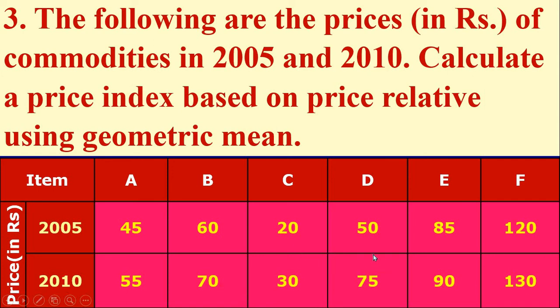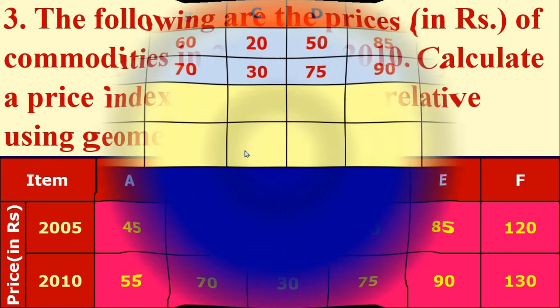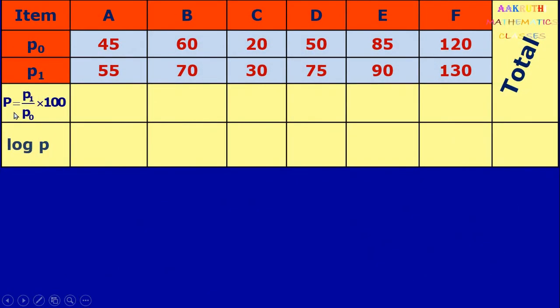These prices are same as the previous problem, but here the question is to find the index number based on price relative using geometric mean. Again, the table is the same type. You have to find price relative P and the log of price relative. Price relative is P1 divided by P0 into 100, that is current year price divided by base year price into 100. For A, price relative is 55 divided by 45 into 100, so it is 122.22.